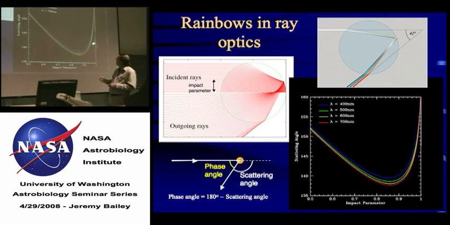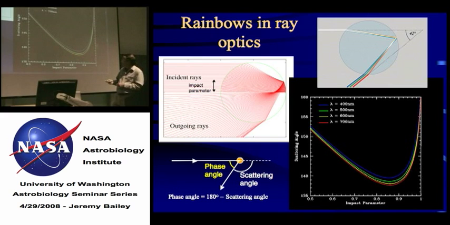But if you plot those angles as a function of impact parameter, you find that there's a minimum scattering angle where these curves turn round, and there you get a pile up of light coming out at these particular angles.